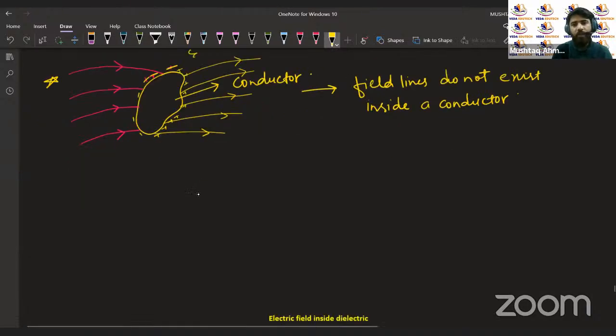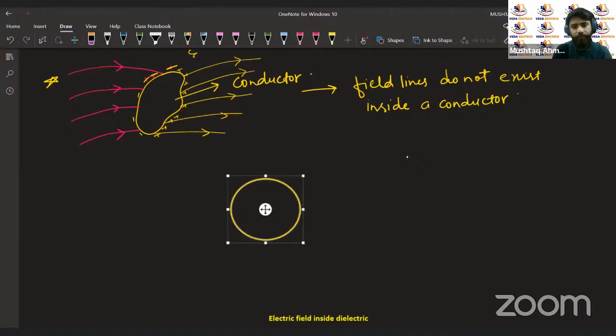And suppose we have a positively charged conductor or sphere here. The charge on this sphere is positive and uniformly distributed. It's an isolated sphere, with no charge in its vicinity. The electric field lines because of this sphere will be radially outwards like this, and there will be no electric field lines inside this metallic sphere.